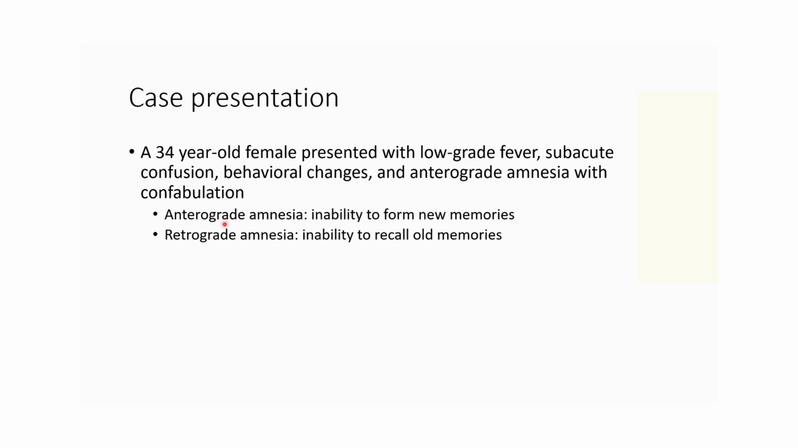So anterograde amnesia, meaning going forward, is the inability to form new memories, whereas retrograde amnesia is the inability to recall old memories. So this patient had the first type, which is anterograde. She could remember old things like autobiographical details. She could remember her name. She's not one of those characters from a television show who says that they can't remember their name or where they're from, but she just can't form new memories.